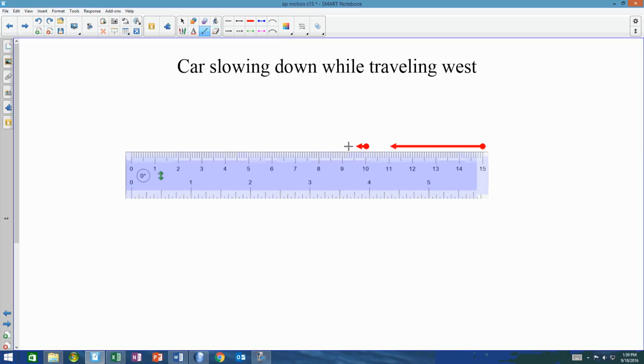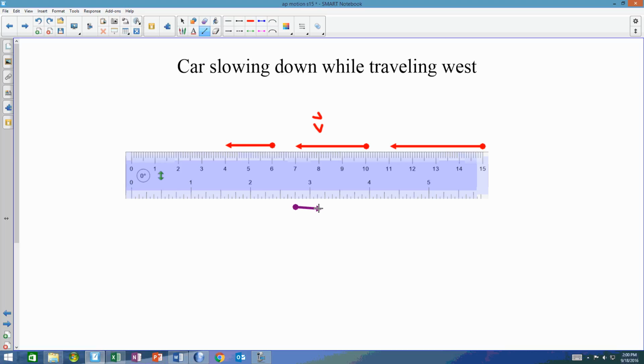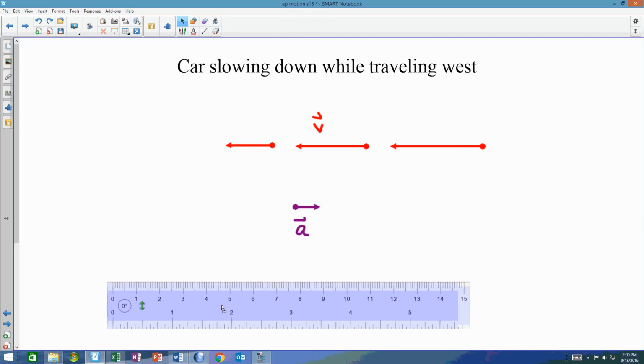Okay, so we're going to draw this one, 3, and then we're going to draw the next one, 2. Okay, and so those are my velocity vectors, and I label them V. Now my acceleration has to go in the opposite direction. Why? Because it's final minus initial, and that's going to give me a negative number. Okay, and that gives me 1 centimeter going in the opposite direction, and I'm going to label that A with a vector sign. Okay, so there's my motion diagram.